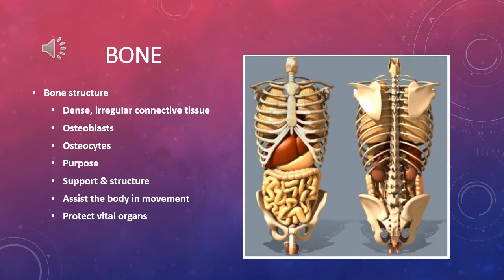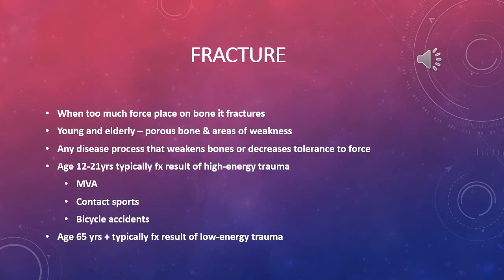Okay, so before we get into fractures, we're just going to do a review of bone. Bone is classified as dense, irregular connective tissue that's made up of osteoblasts and osteocytes. The purpose of bone is to provide support and structure to the body and also to assist the body in movement and protect vital organs. Now we're going to move into fractures.